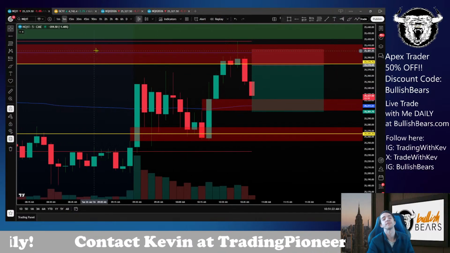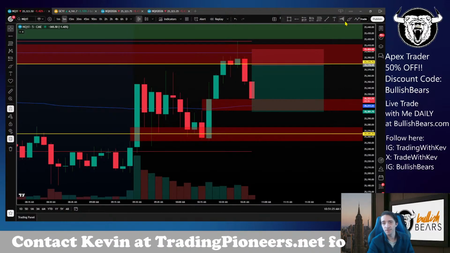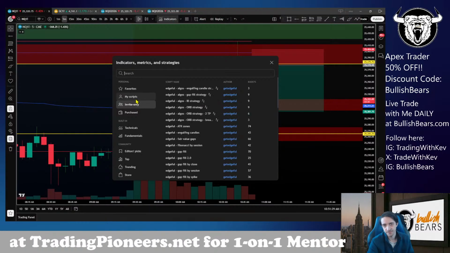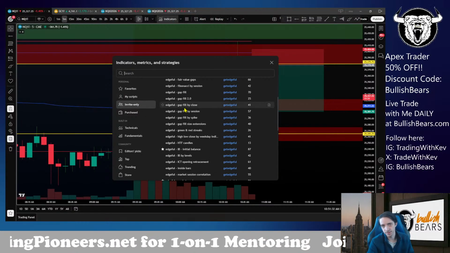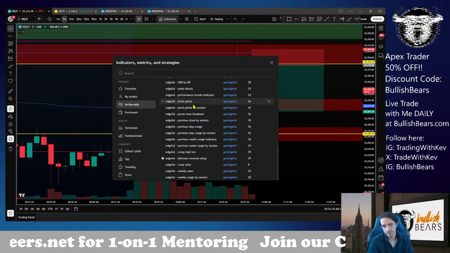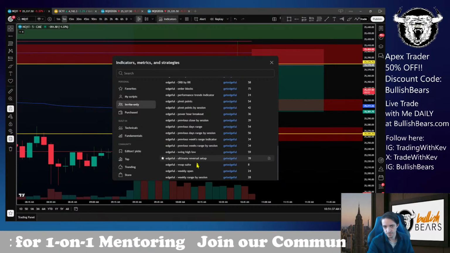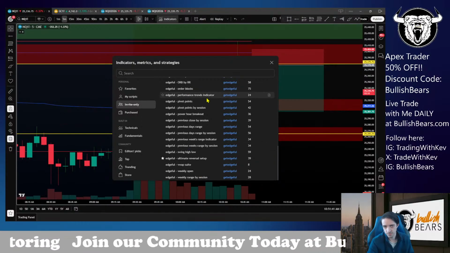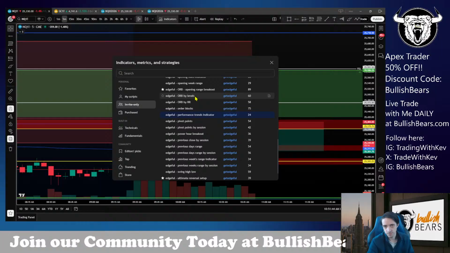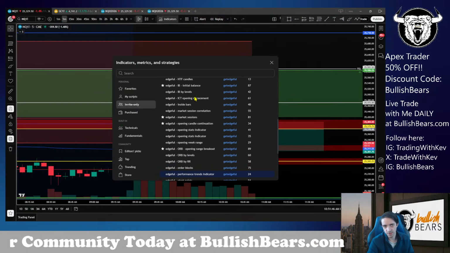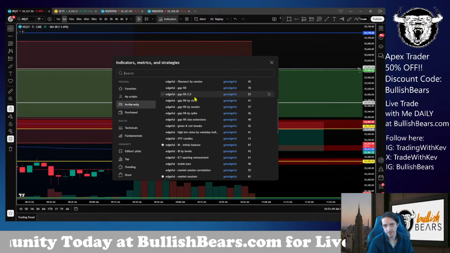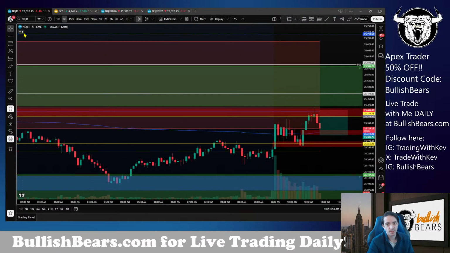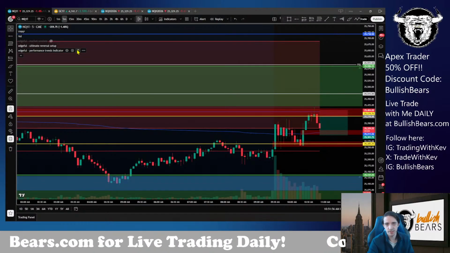Guys, it is 10:50 and markets have given us a barcode and a half. Let's see. I think they added a new indicator. I wanted to see if I could find it. Maybe they didn't. What's this one? What did I just add? Performance trend indicator.